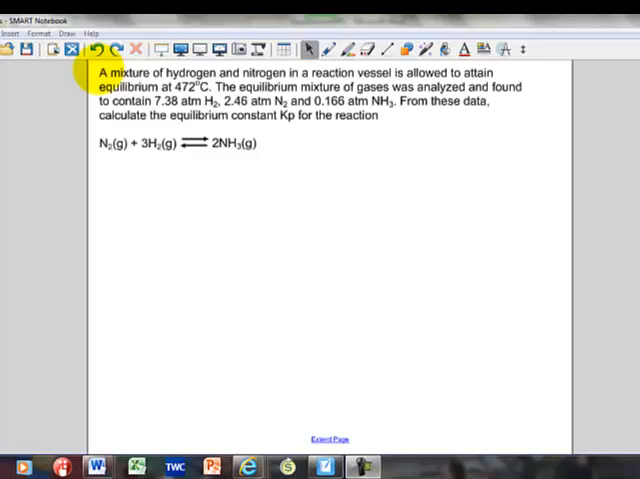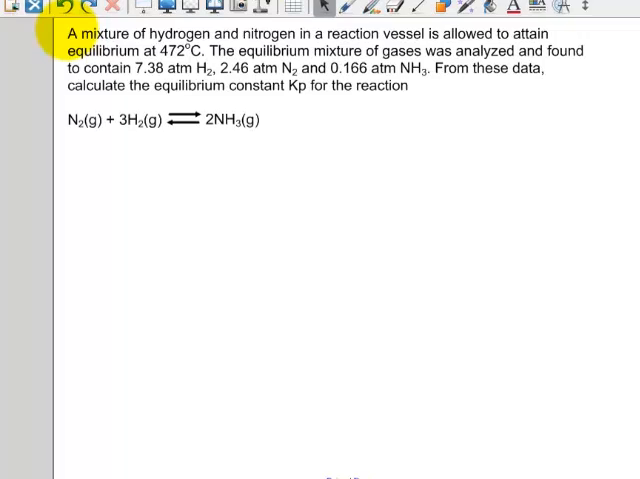Okay, now we get to the part that I'm sure you've all been waiting for, math. This entire video is going to be working out 3 different kinds of equilibrium problems. First one is right here.